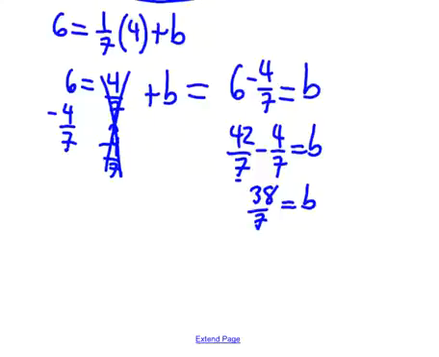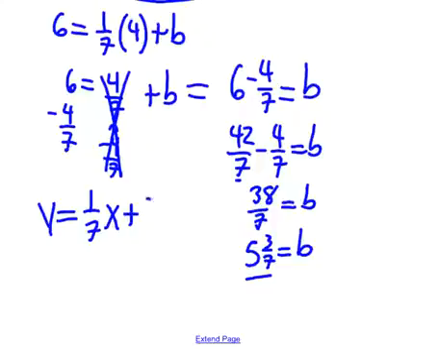Now if I make this into a mixed number, it'll help us see that it's just a little more than 5. How many sevenths are in 38? Well, there are 5, with 3 sevenths left over, and that is my b, and that's just a little bit more than 5. So I can now make that formula. I can say that y is actually equal to 1 over 7 x plus 5 and 3 sevenths.